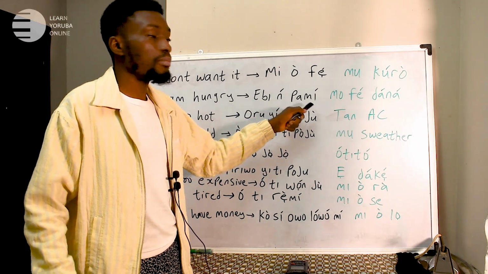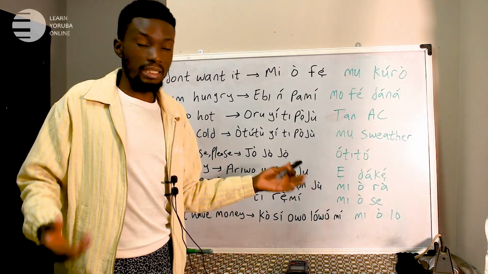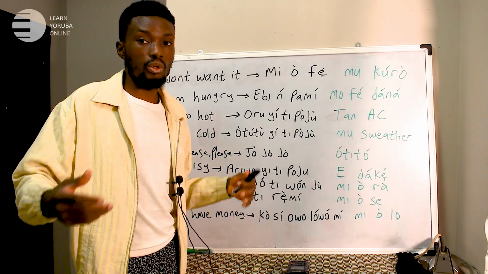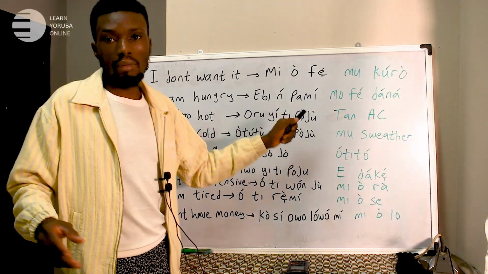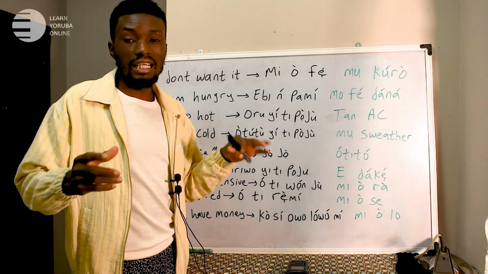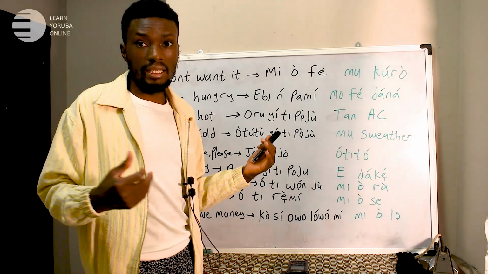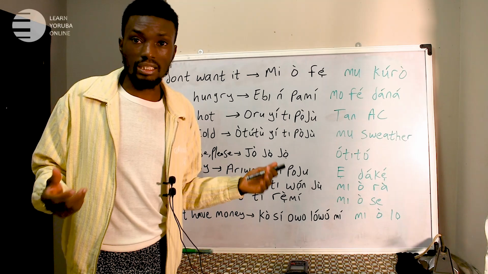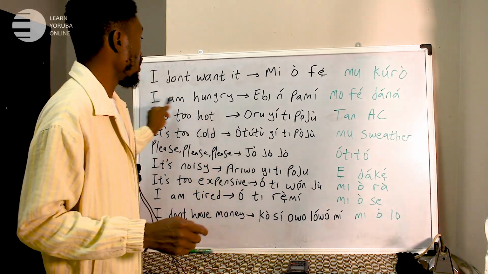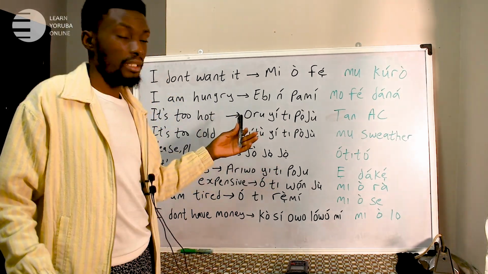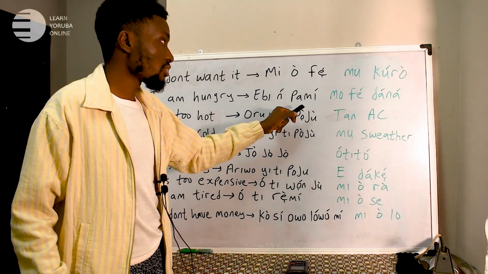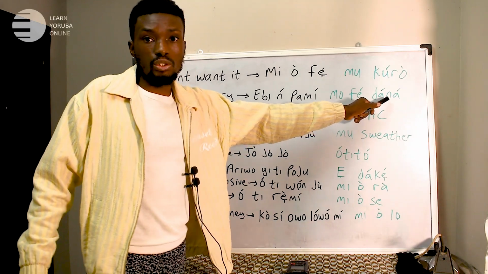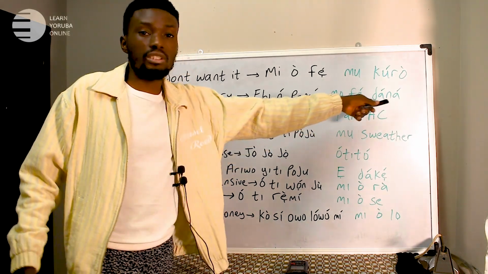Ebi npami, npami means killing me. So ebi npami, hunger is killing me. But that's not what it means. But in Yoruba, I am hungry is ebi npami. If you want to give a direct translation of it in English, that's where you can say hunger is killing me. But you know that that's actually not correct. You can't say hunger is killing me. But in Yoruba, if you want to say I'm hungry, it's ebi npami. So you can now say mo fe dana. Mo fe dana. Dana is cook. So mo fe dana, I want to cook.